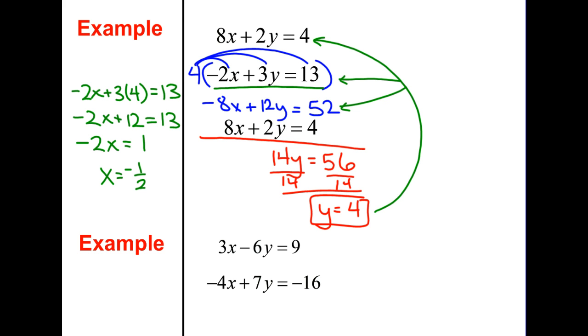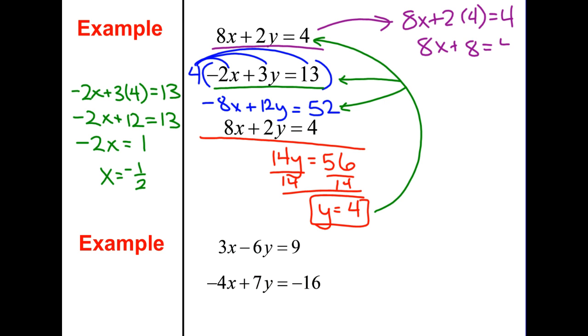Now let's see if that works for the other equation. So I'm going to bring up the top equation here and solve that one. So 8x plus 2 times 4 equals 4, not 8. Sorry about that. So 8x plus 8 equals 4. 8x is then going to equal negative 4. Divide by 8 and we get x equals negative 1/2. So you can see the x's are the same, which is good.